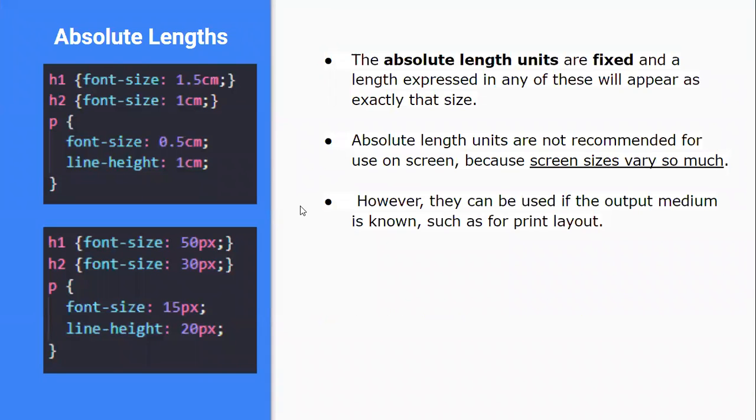Absolute is different, though. When we're dealing with absolutes, we're being very specific. We're having a very fixed value. So when we say 1.5 centimeters, we mean 1.5 centimeters. It's not going to change, and that can cause a problem on multiple devices, right, when we're switching. Let's take a look at that.